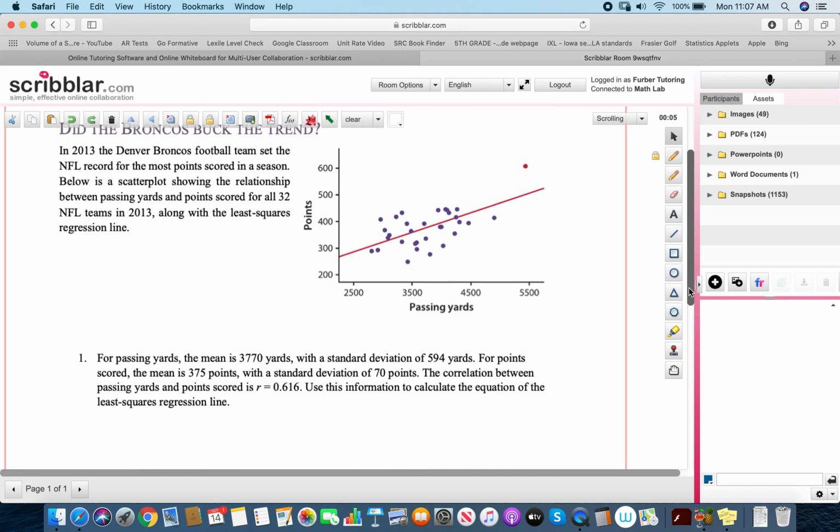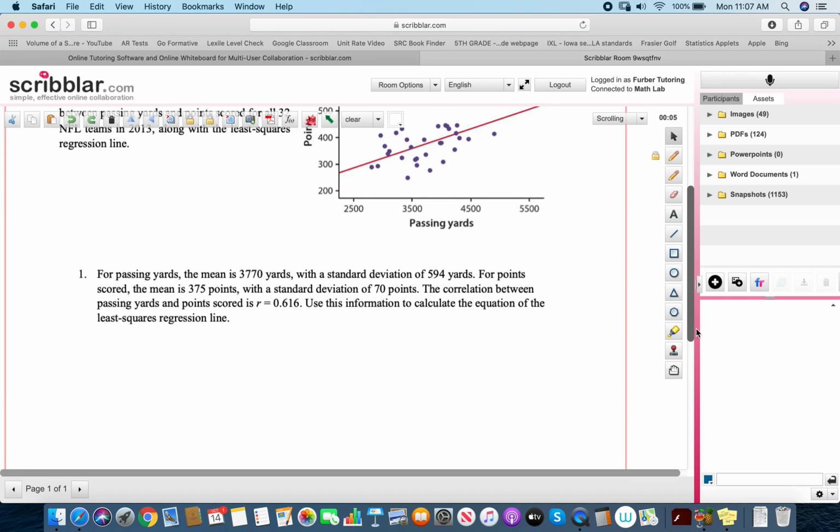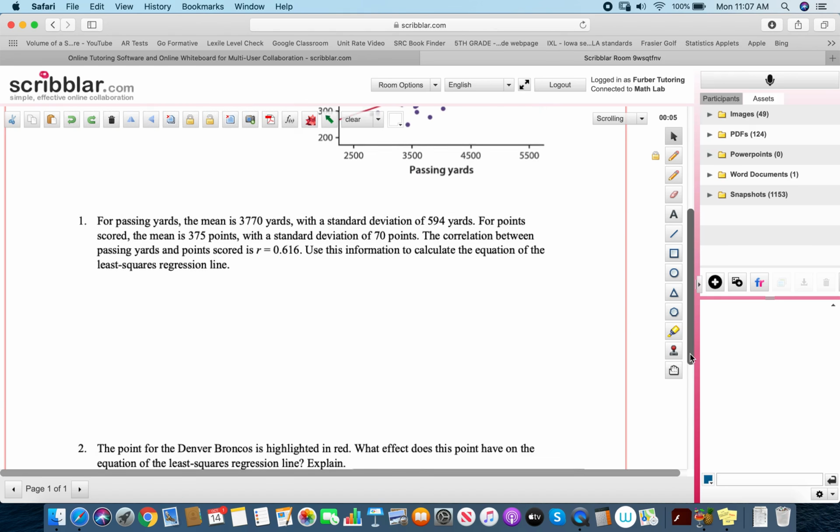So number one asks us, for the passing yards, the mean is 3,770 yards with a standard deviation of 594 yards. For points scored, the mean is 375 points with a standard deviation of 70 points. The correlation between passing yards and points scored is R equals 0.616. Use this information to calculate the equation of the least squares regression line.